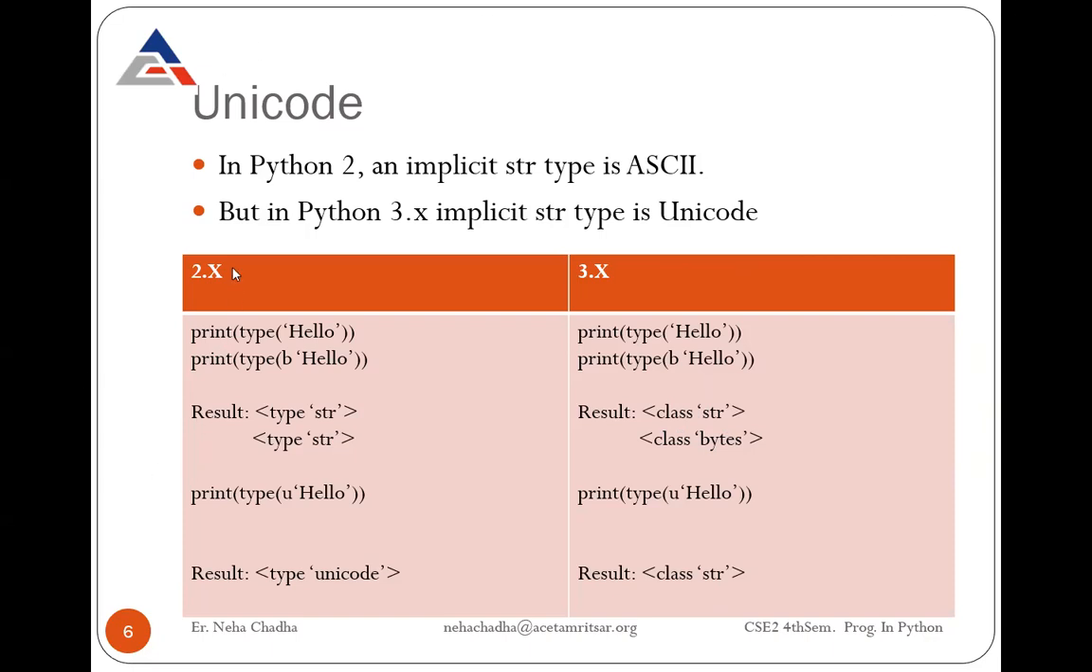Similarly, Unicode facility is available in both versions, 2.x and 3.x. When you check the type of hello as a Unicode, you will use U here as a prefix. Then the type is Unicode. If you are using type of U hello in the case of 3.x, then my result is class string. There is no separate class for Unicode. All the Unicode that is there has been depicted in the class string as well.